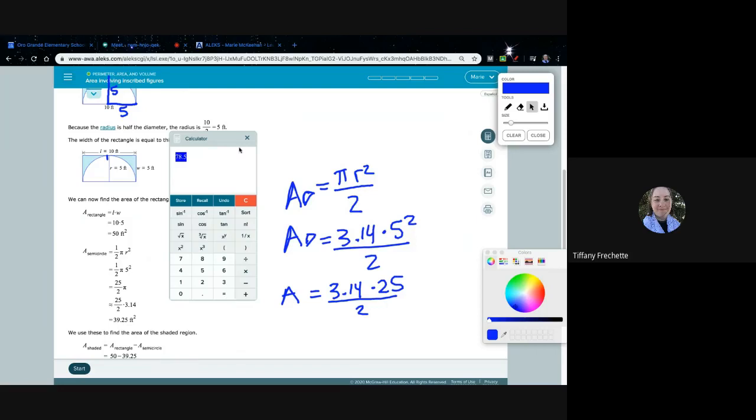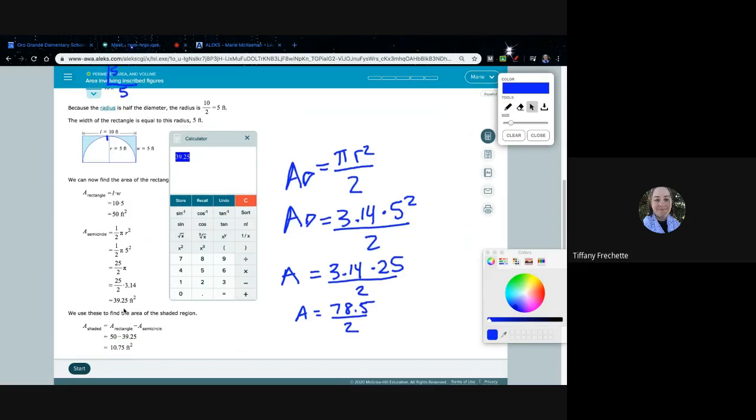So now I have 78.5 over 2, divided by 2 still. So I need to go back to my calculator and click divided by 2. And this will give my area of my circle, which is exactly what they got, the semicircle. Don't forget the last step.